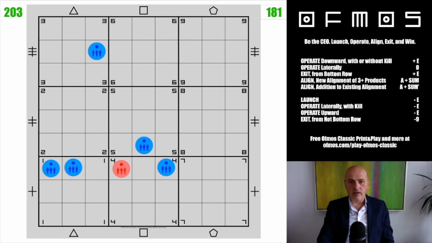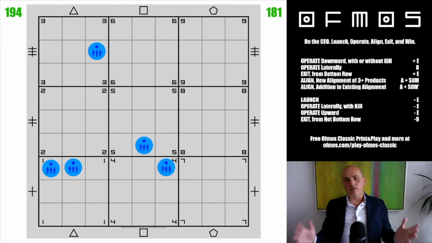And finally, we have the red, who's supposed to make the last move right now. If the red decides to end the game and exit, I mean, of course, you could continue to move down, but it's pointless at this point in time. So red exits, and this requires a payment of 9, which brings the score to 194. So end of game.